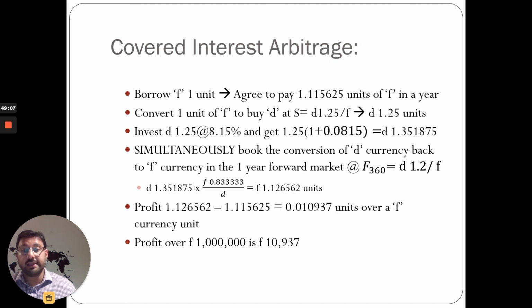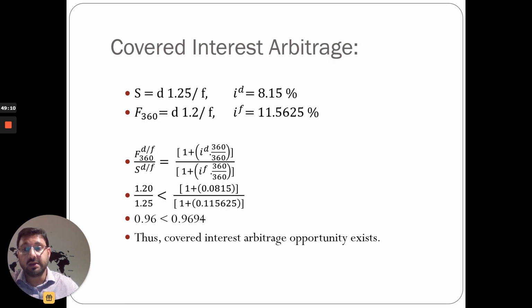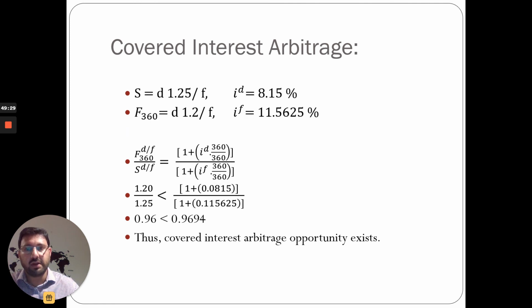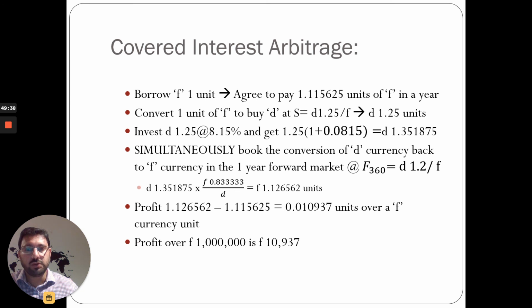Now invest that at the ID, the rate offered by the D country, which is 8.15%, and after a year you will get 1.351875 units of D currency. Now simultaneously lock your position at the forward rate to earn the riskless profit. The forward rate here is 1.2 units of D currency to buy 1 unit of the F currency. And if you do that, you will end up getting 1.126562 units of the F currency.